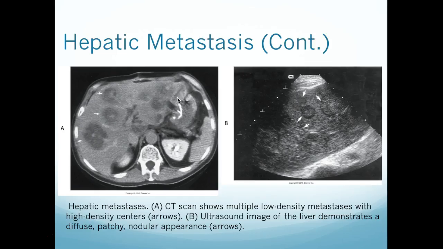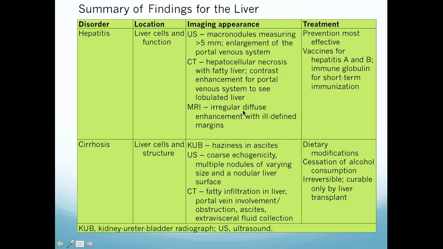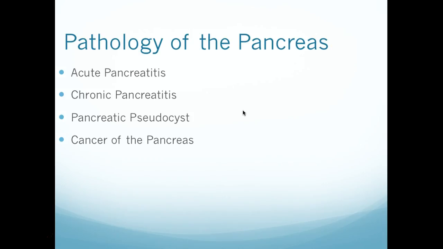So as you recall, we had a big, huge mass on the prior slide of the primary liver cancer. So this is metastasis. So you can see here all these patches. All these patches are metastasis. So this is pretty bad. Here on ultrasound, you can see all these little defects. All these defects are metastasis. So pretty sad. Here is your summary for your liver. So make sure you take a look at that.